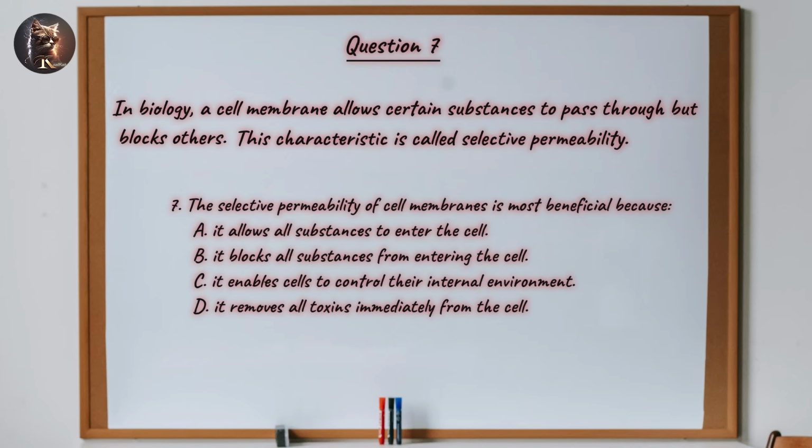If you picked option C, that selective permeability enables cells to control their internal environment, excellent work. That's exactly right, because the cell membrane carefully controls what enters and exits, keeping the cell healthy and stable. Great analytical thinking. Let's move forward to the next question.